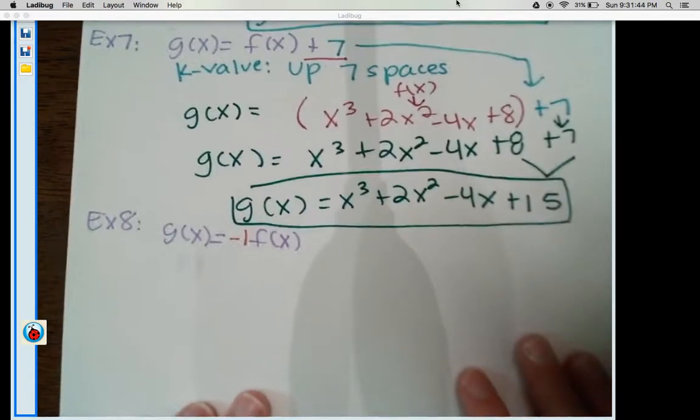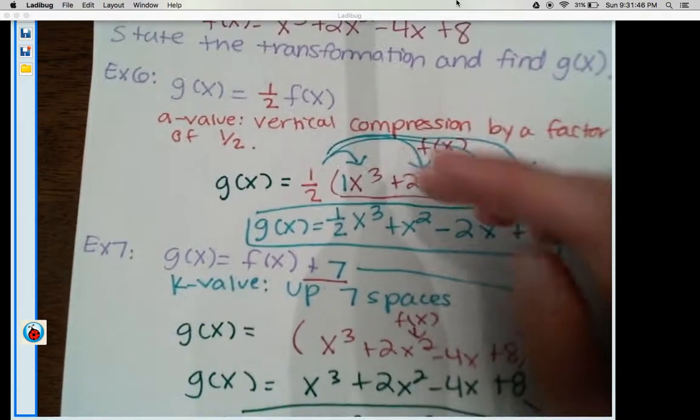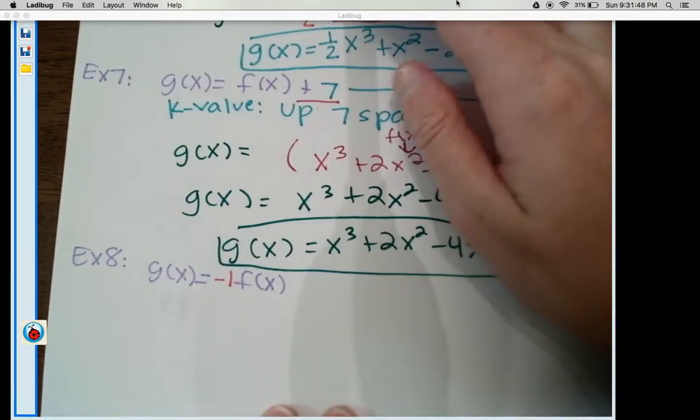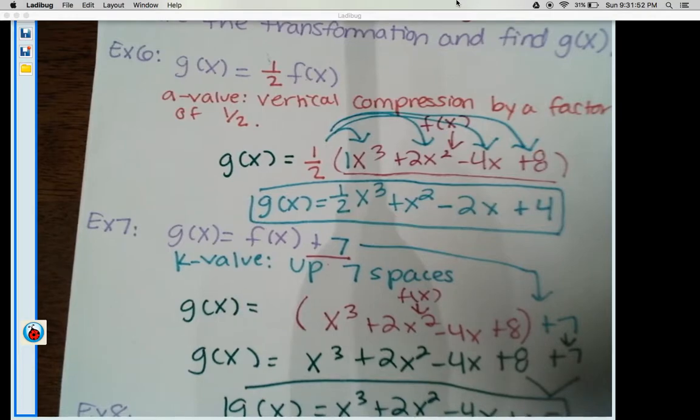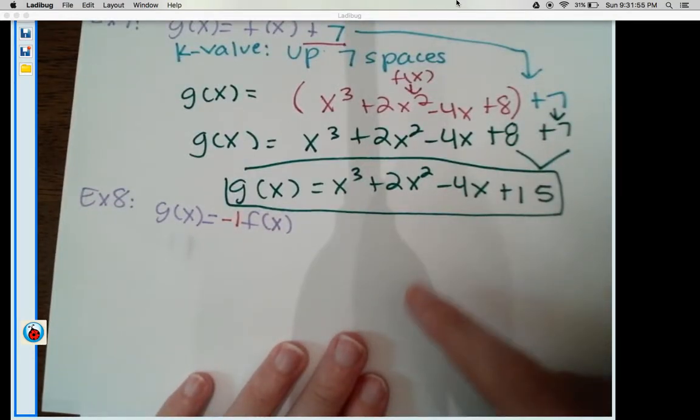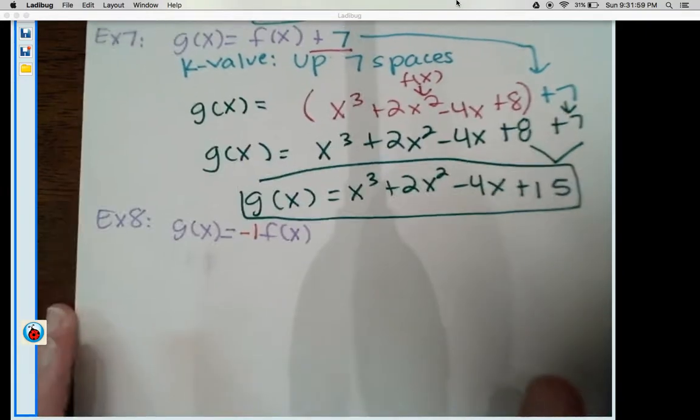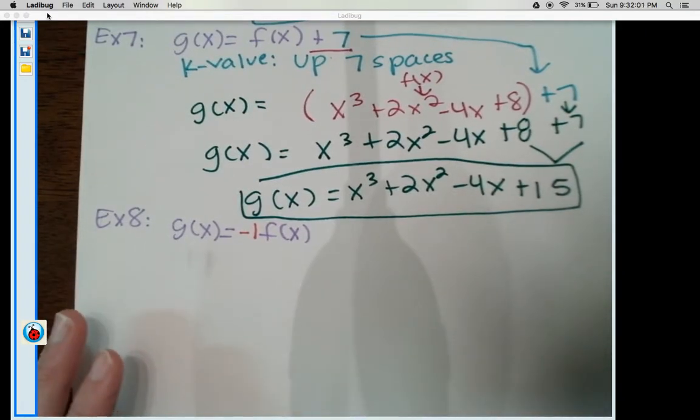Alright, guys, we have one more, which if you notice, you guys, example 8 looks very similar to example 6. So if you think you got example 6, I highly encourage that you try example 8 on your own. Pause the video, fast forward to the end, and see if you get the correct answer. Alright, guys, let's get going.